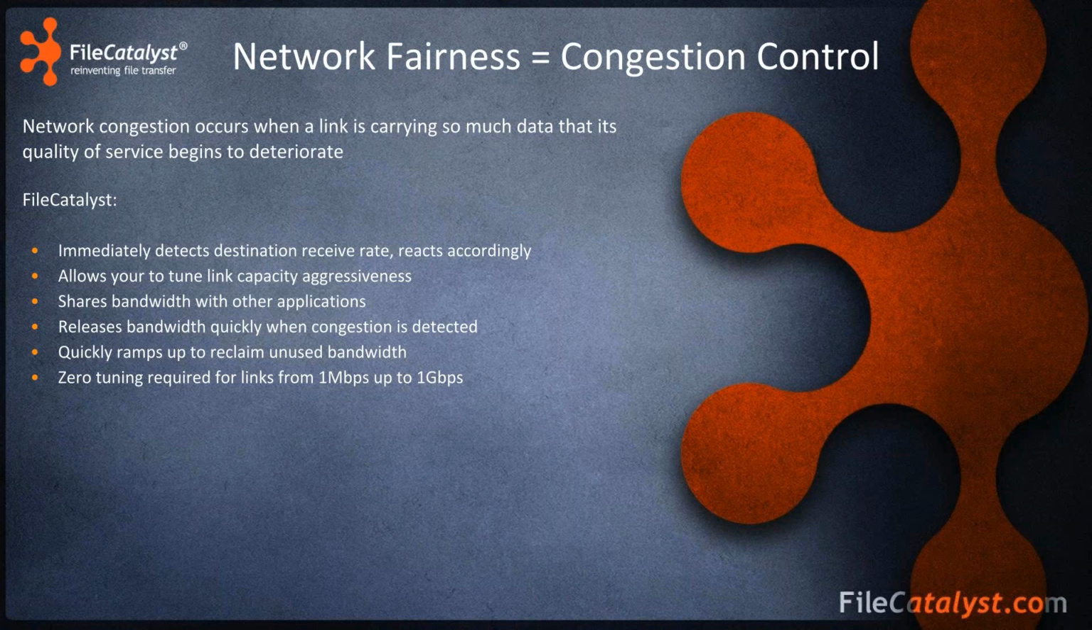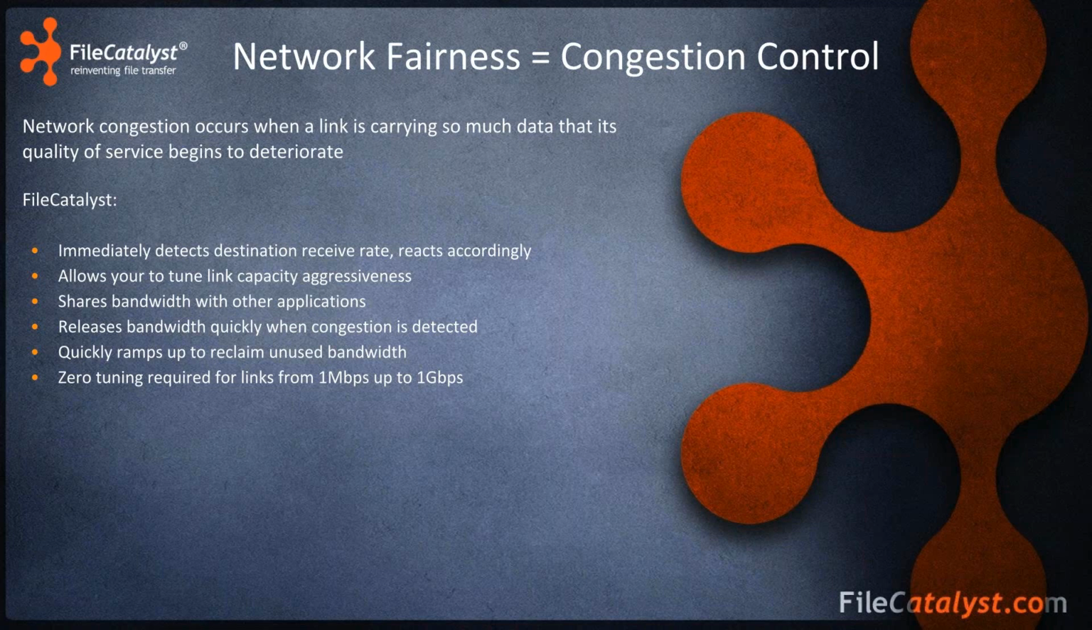So how does FileCatalyst play fair? FileCatalyst will immediately detect the destination receive rate, and it will react accordingly. We'll make sure that we're never oversaturating your link. With congestion control, we'll detect other applications coming onto the network using that bandwidth. We'll slow down, give them space. But at the same time, if you wish to tune FileCatalyst to ignore any extra traffic, you can configure FileCatalyst in that manner.